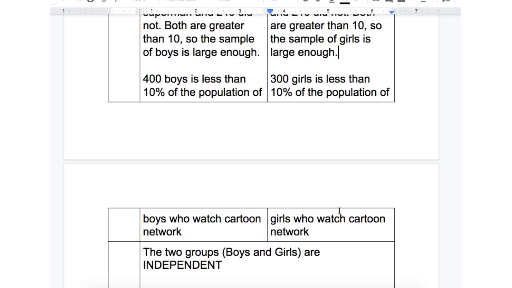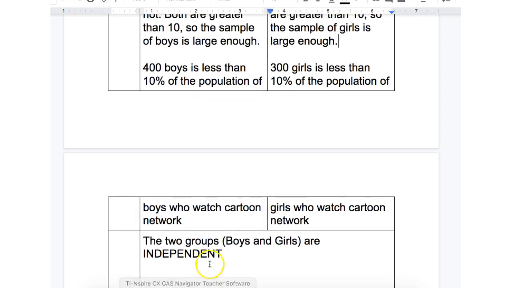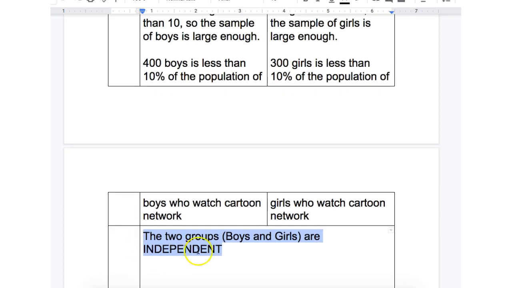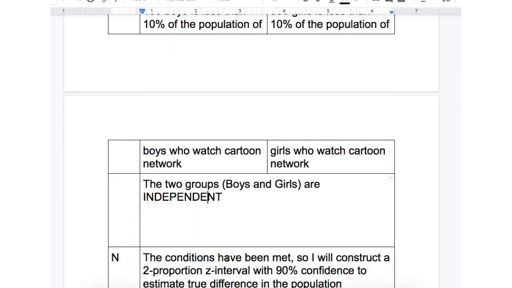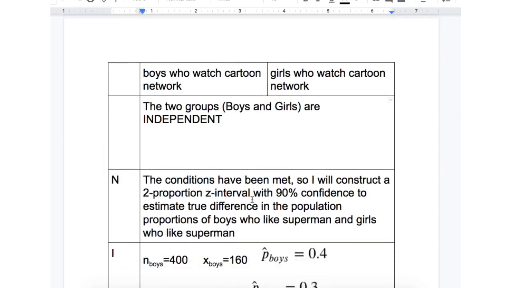And then the last condition we need to check is the groups need to be independent. Typically when it's boys and girls, if there's a mix in genders, they typically are independent groups. But the idea is that the chance that a boy likes Superman is independent, has no bearing on the probability that a girl likes Superman. So we need to state that the two groups are independent or this stuff doesn't work. We need independent groups so we can compute the standard deviation. We'll talk where all that stuff comes from on Wednesday.